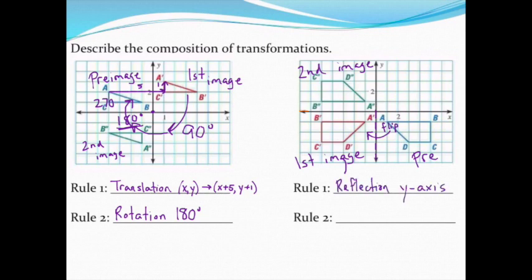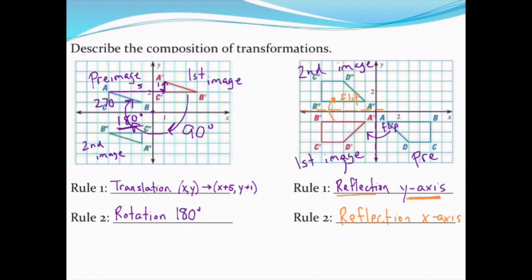I can see that to go from the pre to the first image, I flipped it. I did not translate it. Obviously, I didn't slide it. I didn't spin it either. I would have to reflect it. And notice for rule 1, it wasn't just a reflection. I wanted to say what my line of reflection was, and that was the y-axis.